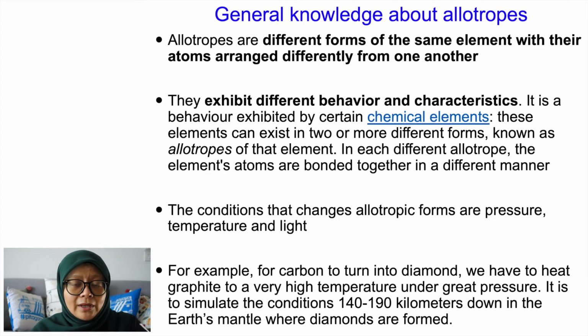When they have different arrangements, they are going to have different behavior and characteristics. For example, diamond is a shiny solid, while graphite is a black solid, but both of them are made from carbon. So that's all for the introduction to giant molecule structures.